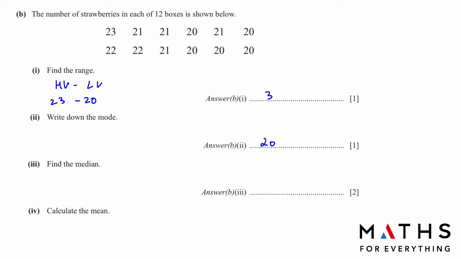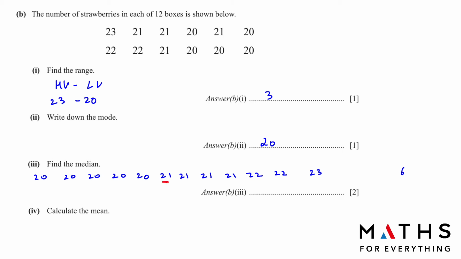Write down the median. Now for this one, you have to be careful. You have to arrange all of this in order from small to big. You take the middle two values. We have total 12, right? So you can find the value by adding 12 plus 1, or we can just divide 12 by 2. You will get 6. Go to the sixth value.